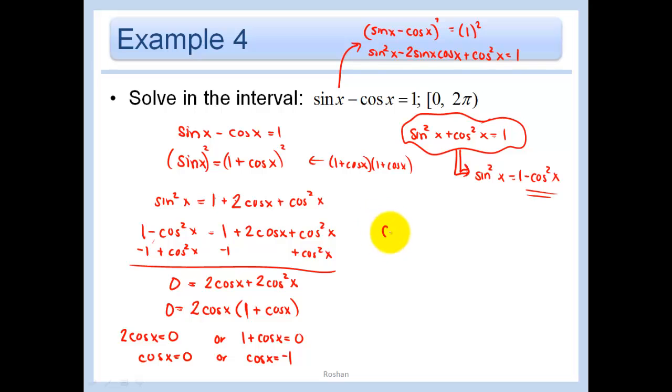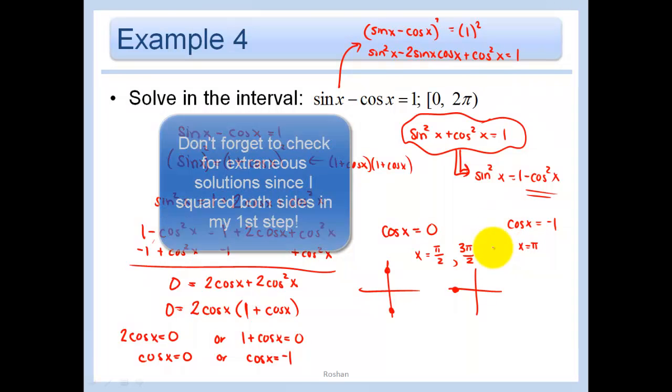Well, where does cosine x equal 0? We just did that in our last problem. It was here and it was here. We're only evaluating from 0 to 2 pi, so I'm just going to say it happens at pi over 2 and it happens at 3 pi over 2. And where does the other one happen? Where does cosine x equal negative 1? Well, that's where the x coordinate equals negative 1, and that happens at pi.